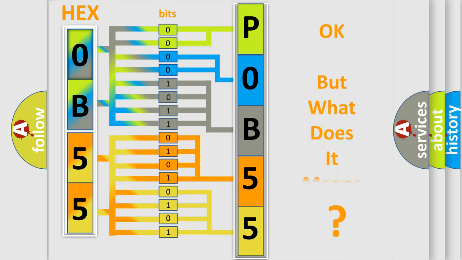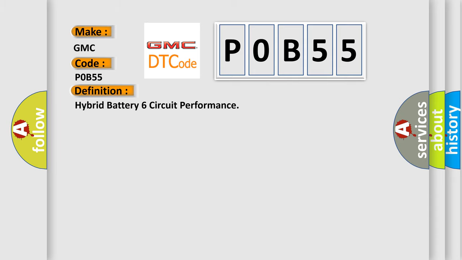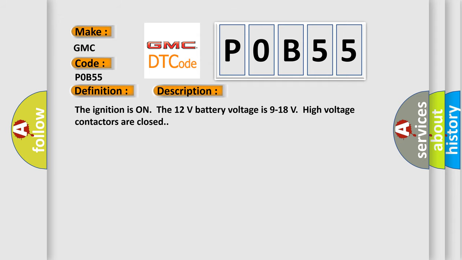The number itself does not make sense to us if we cannot assign information to what it actually expresses. So, what does the diagnostic trouble code P0B55 interpret specifically for GMC car manufacturers? The basic definition is hybrid battery 6 circuit performance. And now this is a short description of this DTC code. The ignition is on, the 12 volt battery voltage is 9 to 18 volts, high voltage contactors are closed.